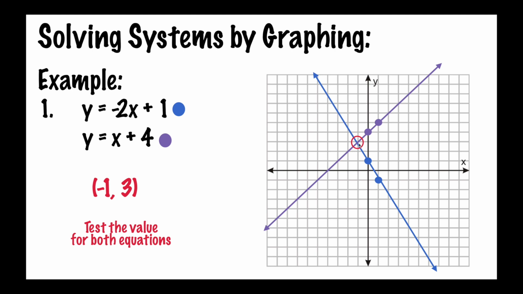And then we want to test that value for both of the equations by plugging in the negative 1 for the x in each and plugging in the 3 for the y in each and seeing if it gives us a true statement. So for the top equation, I'd have 3 is equal to, that would turn into a positive 2 plus 1. Therefore, I get 3 equals 3, which is a true statement. For the bottom one, I would get 3 is equal to negative 1 plus 4, which again would give me 3 is equal to 3, and that means that that is the correct answer here.